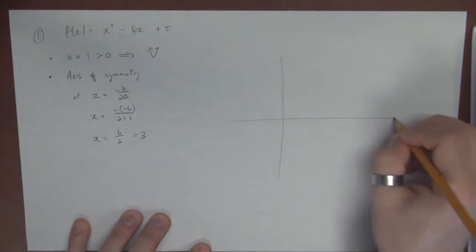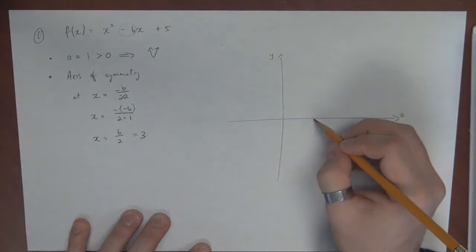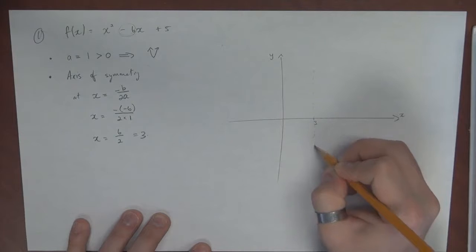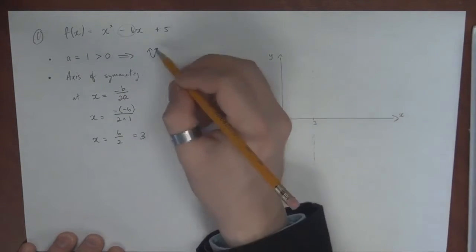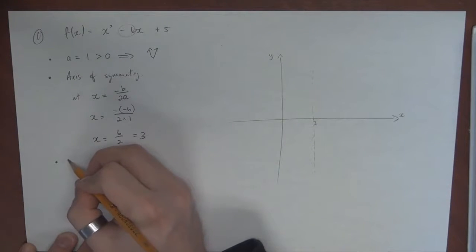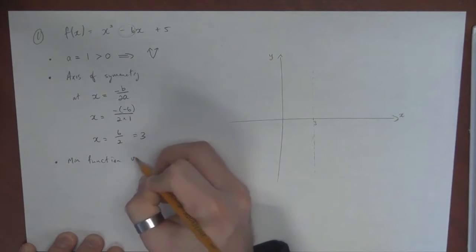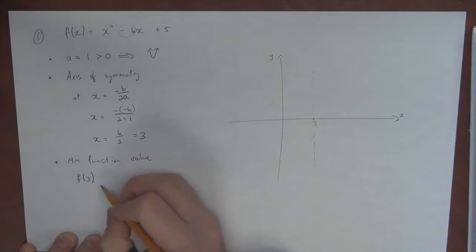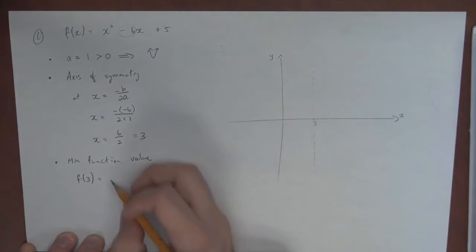Let's get a graph going, and we update it as we get more information. So when x is equal to 3, I know the axis of symmetry lies over here. And I also know the shape. So let's now find the minimum function value. That's going to be when x is equal to 3. The function value, let's see where does it sit on this line.